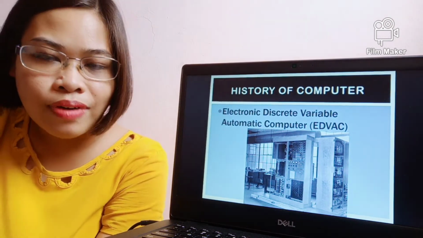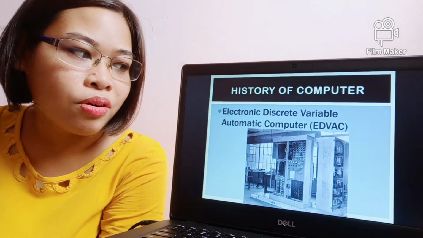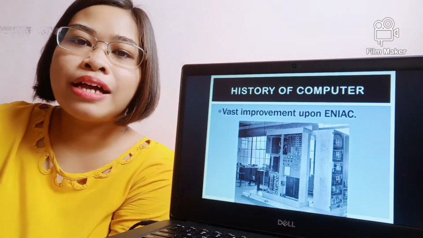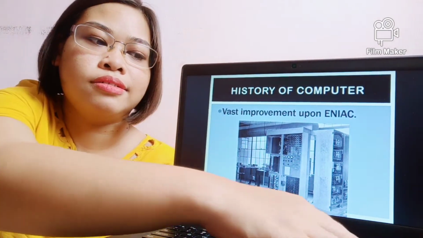Another one is the EDVAC. It is the Electronic Discrete Variable Automatic Computer. It is a vast improvement upon ENIAC.